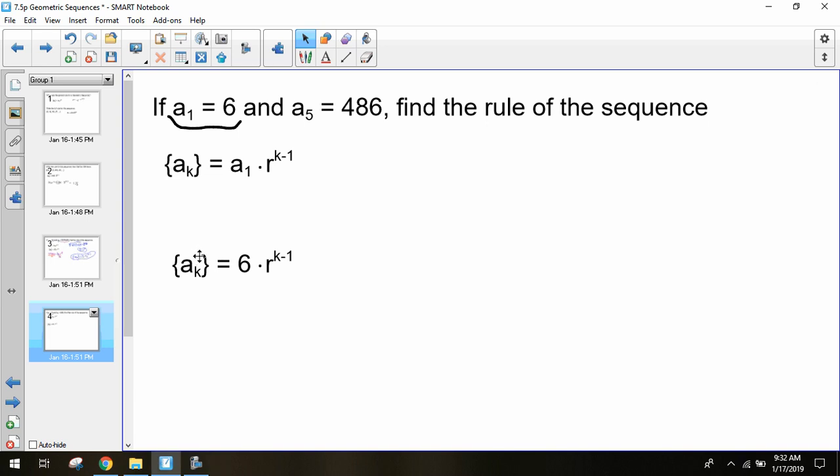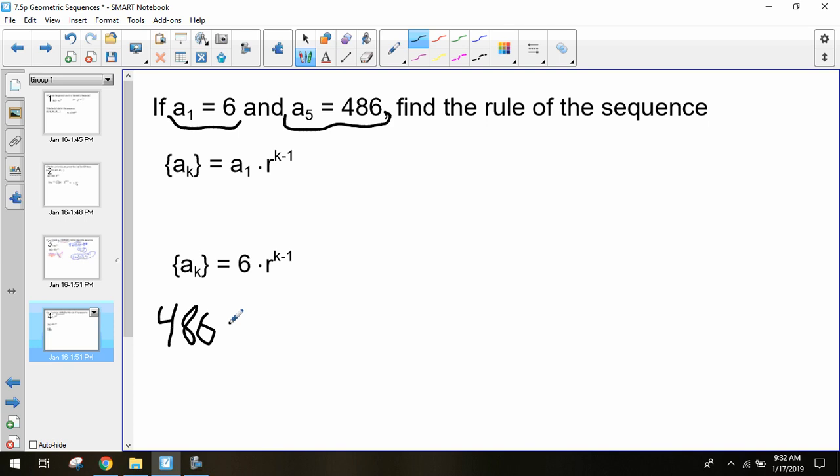Once again, we need to solve for r. We need to figure out what that r is. The only other piece of information we have is a sub 5 equals 486. So if we plug in 5 for k, it has to be equal to 486. So 486 is equal to 6 times r raised to the 5 minus 1. Same thing we did on the last problem. 5 minus 1 is just 4.